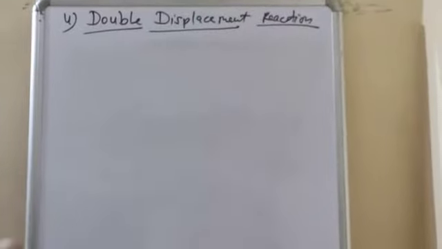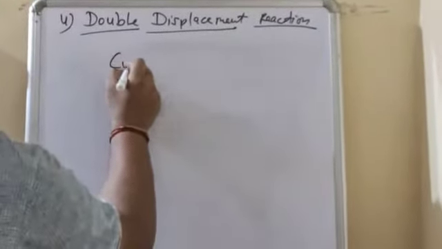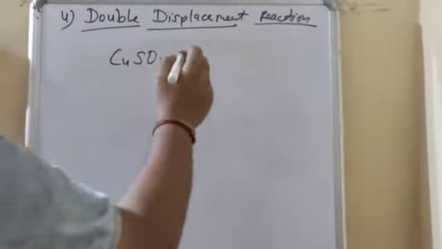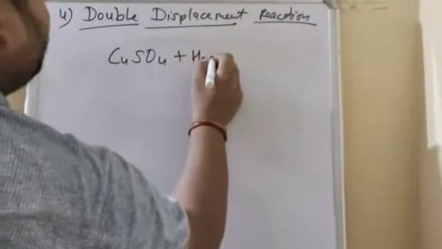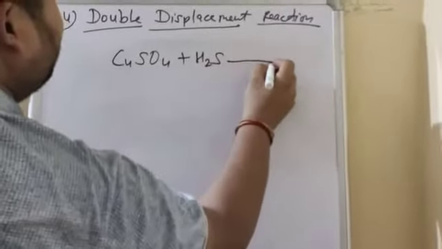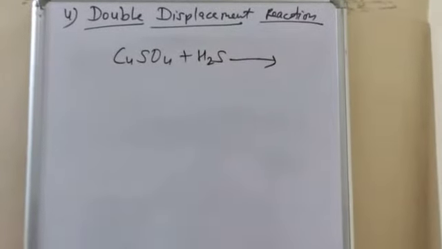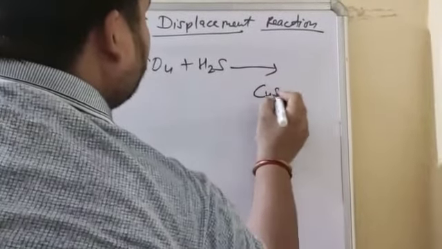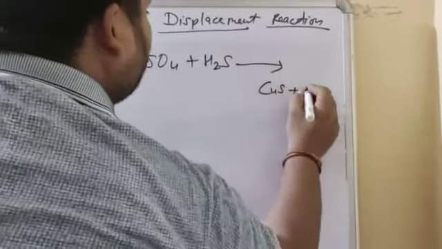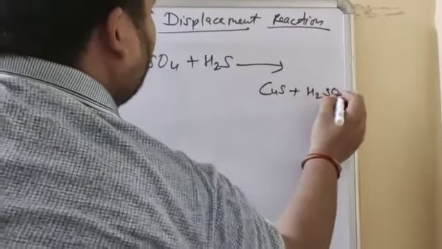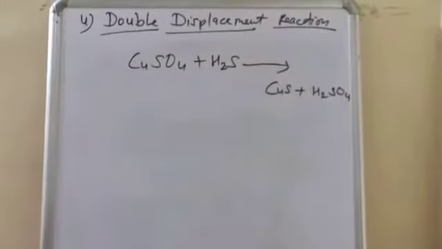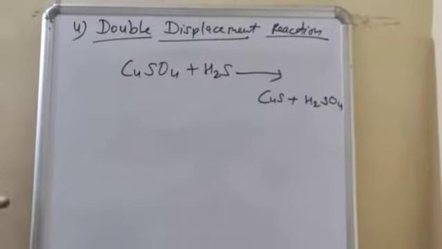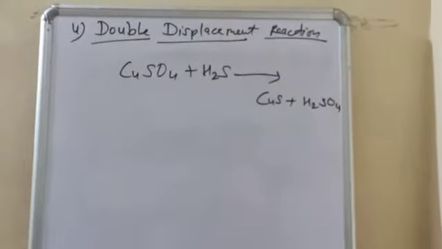Take another example, copper sulfate plus hydrogen sulfide react to each other, then copper sulfide plus H2SO4 will be formed. Okay, so double displacement reaction is a reaction in which ions are exchanged.